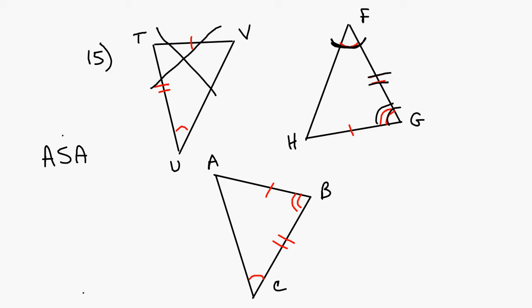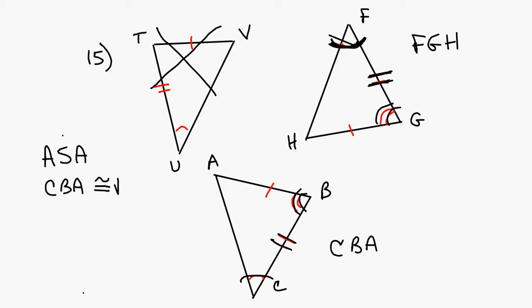Okay, so if you call this one FGH, you started with the one arc, went through the two tick marks to the G. So down here you've got angle, side, angle. You have to go in the same order, so you would have to call this triangle CBA. That's what's going to make this question hard. So in this case, CBA is congruent to FGH. And they're probably going to have a bunch of the same letters, but in different order. So make sure that you check the order of the vertices in each of the answers.